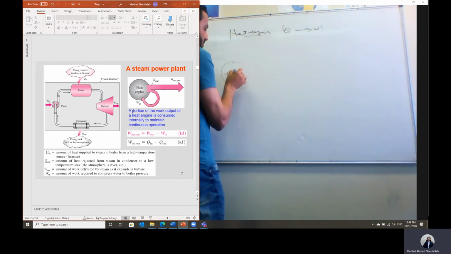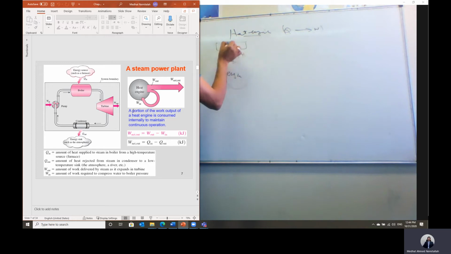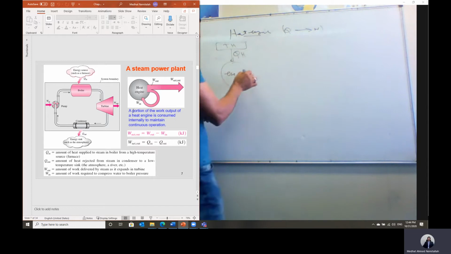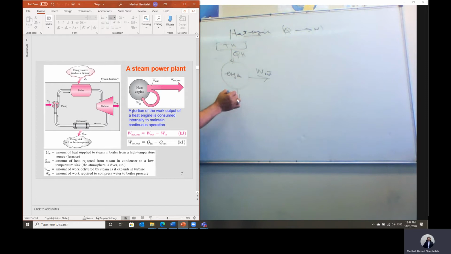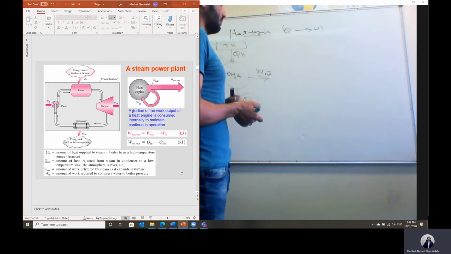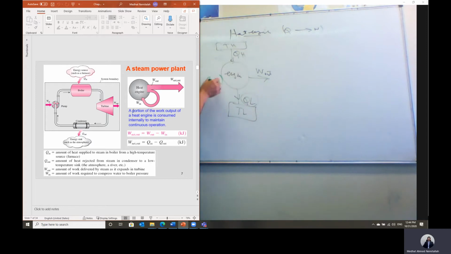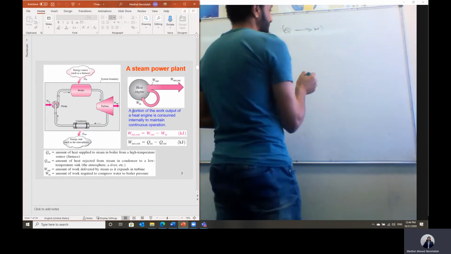So if this is the engine, it receives heat from a high temperature source. This source exists at high temperature, that's why we call it Q high. Then part of this heat is converted to work out, and the remaining part of this heat is rejected to a low temperature sink. That's why we call this heat rejected Q low. So the heat engine converts heat into work out. Any heat engine should be working on a cycle. We give this example, the steam power plant.